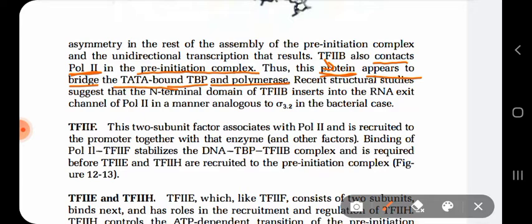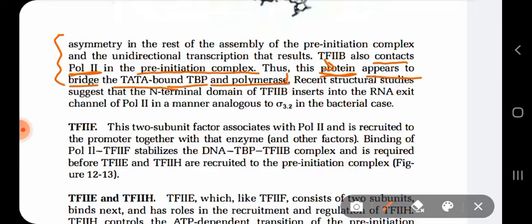Next, it is saying one important thing. This has not been mentioned before, because we have not done the prokaryotic transcription process, and it is not given in your syllabus also. So for the thing that I am going to say here, just listen carefully.